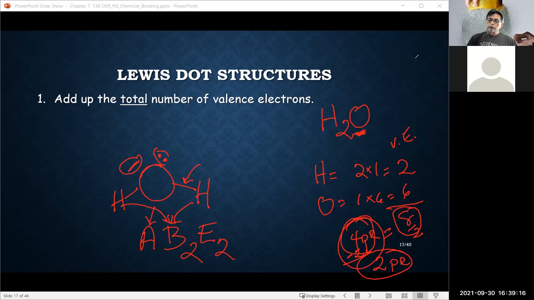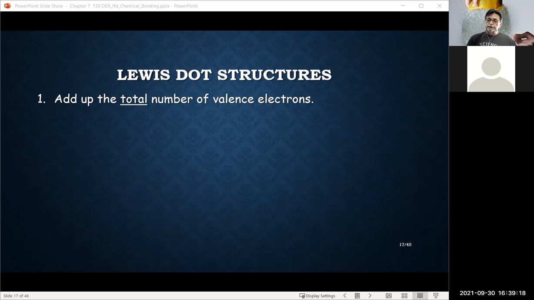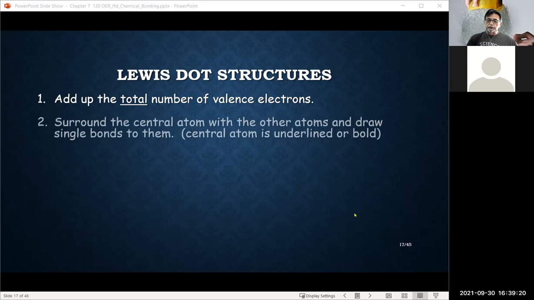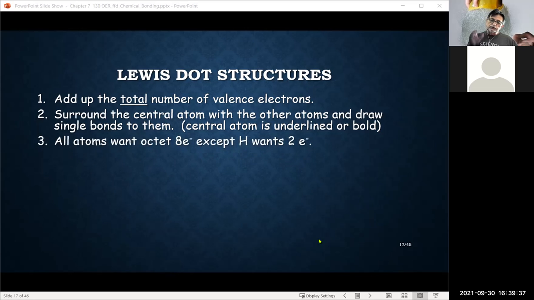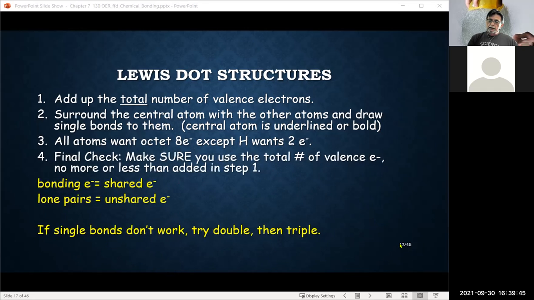All right. We're going to do some more examples here, so you'll get the hang of it. So we add up the total number of valence electrons, okay? We surround the central atom with the other atoms, whatever they are. We draw a single bond between them, okay? The central atom is always going to be underlined or put in bold. And then we start checking to make sure that the octet rule is fulfilled in all the atoms, with the exception of hydrogen, which has a duet rule, right?